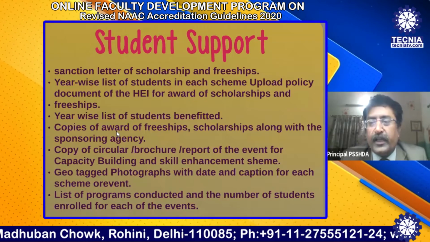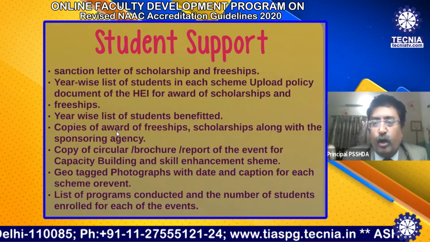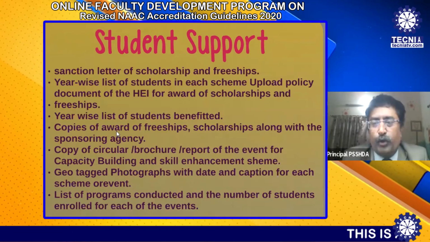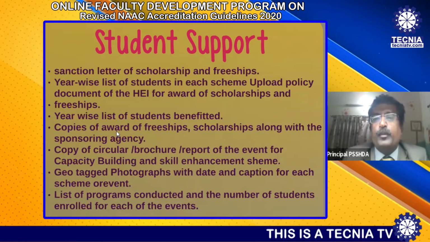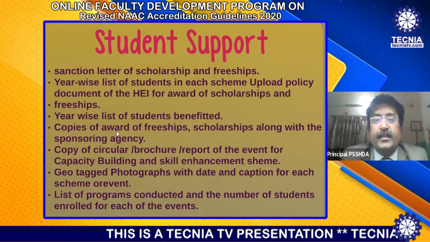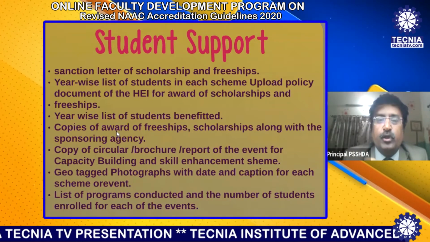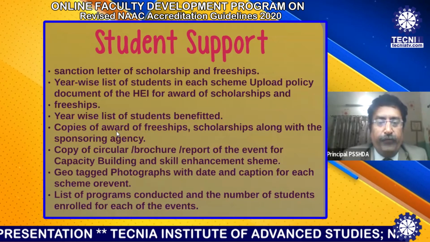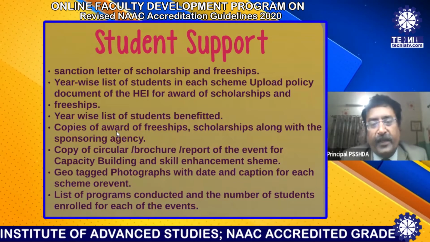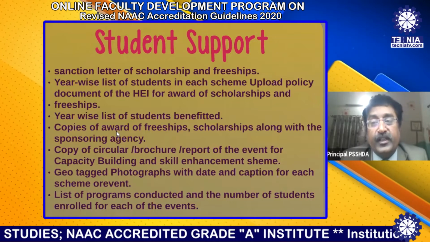So to complete all your tasks within this time period, you need to keep all the documents ready with you so that you can easily complete or fill up your criterion form. So for the first matrix, that is student support, this key indicator, we need to keep this kind of document ready with us. Number 1, sanction letter of scholarships and freeships from government, year-wise list of students in each scheme. If you are having several schemes, scheme-wise, you need to keep the list of students ready with you, with award of scholarship and freeship, year-wise lists of students who have benefited under this scholarship, copies of award of fellowship, scholarship, along with the sponsoring agency.